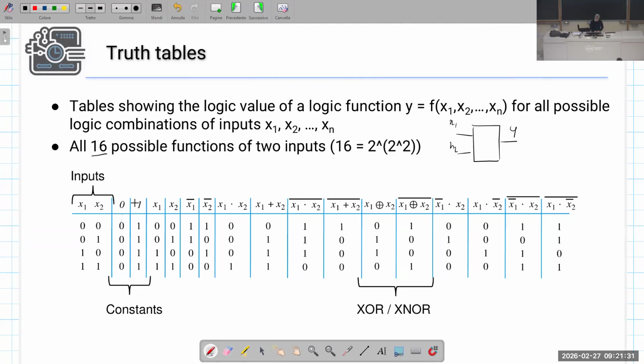The second and third column, yes, these are the identity 0 and the identity 1. This is a very trivial combinational function in which the output is 0 no matter the values of the inputs. The second is another trivial combinational function in which the value of the output is 1 for any possible value of the input.